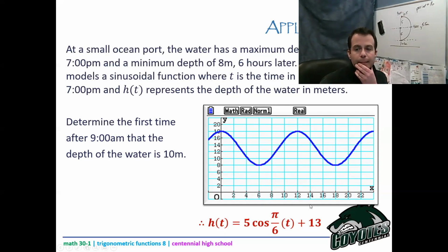So if you take a look at my mouse, here's when x is 14. I'm looking for the first time after this point that the depth of the water is 10. So I'm essentially looking for this point right here. So you're going to use your graphing calculator for that. But just remember that if you don't put your cursor over there, if you're a TI, it's going to take you to the left one. So you have to make sure your cursor goes over to the one you want first.